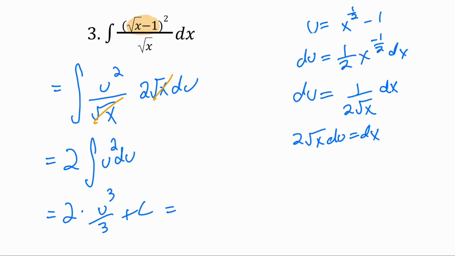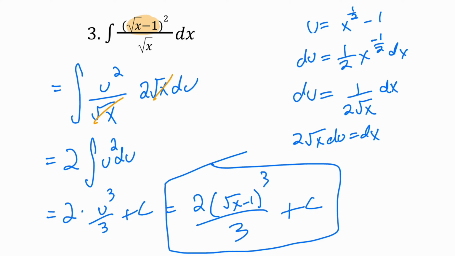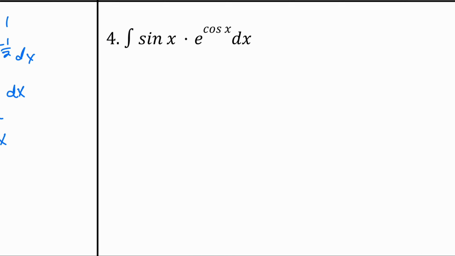And then when we substitute in our u, you could put the radical back in or keep it as x to the 1/2, but it's really going to be 2 times, in parentheses, our radical x minus 1, to the 3rd over 3 plus c. Right, and we have that next u substitution here. Pretty cool. All right, number 4.